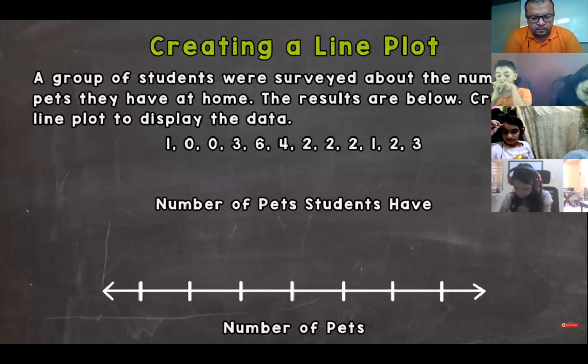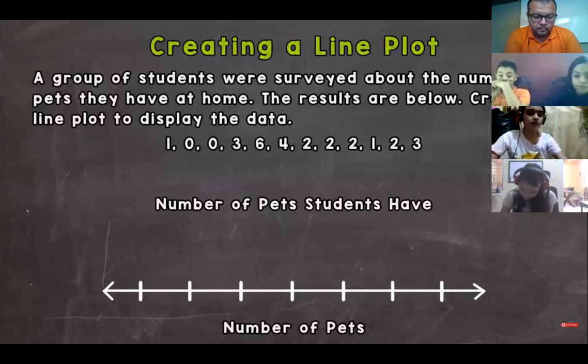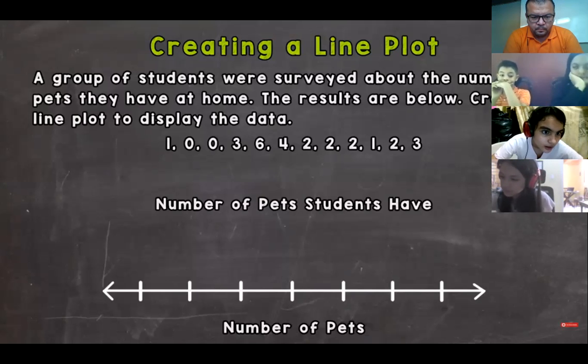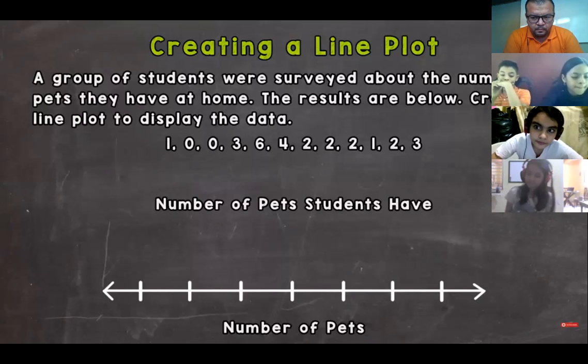So this situation involves whole numbers. I'll follow up this line plot video with a line plot video that involves fractions. I'll drop that link down in the description. But for now, we're just going to work with whole numbers in this example. So let's take a look at the situation. A group of students were surveyed about the number of pets they have at home. The results are below. Create a line plot to display the data.